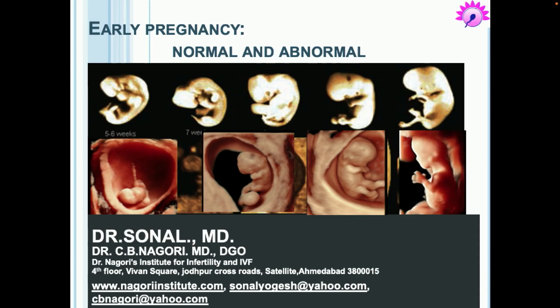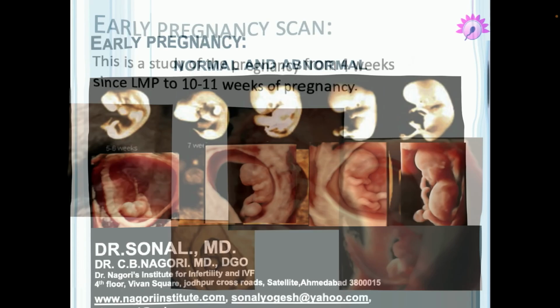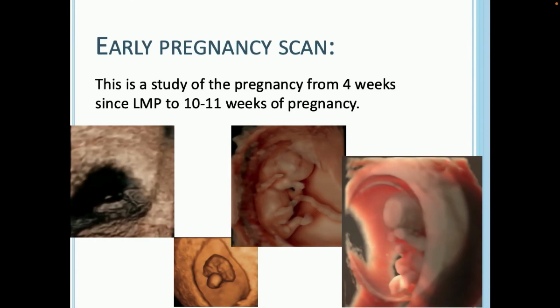Abnormal early pregnancy, I will go very fast through it. Let us only discuss about abnormal early pregnancy more in detail. We know that when we are talking about early pregnancy, we are talking about a pregnancy of 4 weeks till about 11 weeks, 10 to 11 weeks.